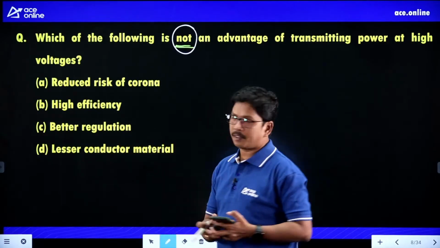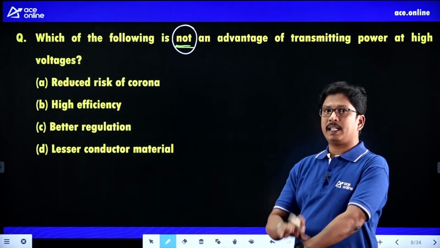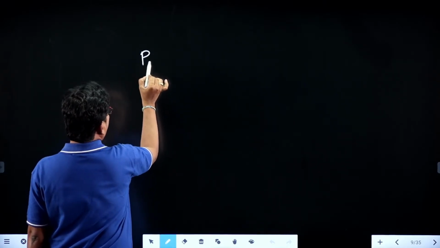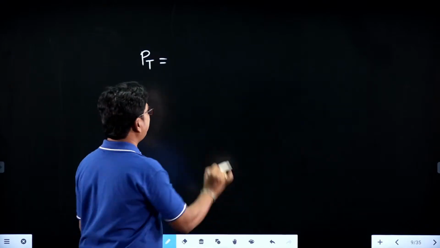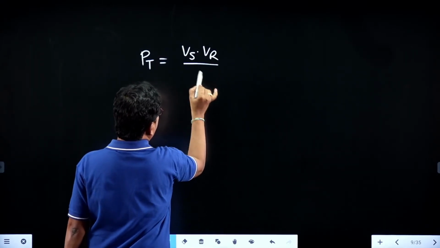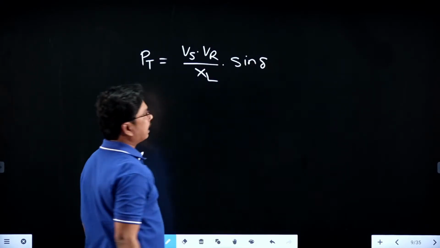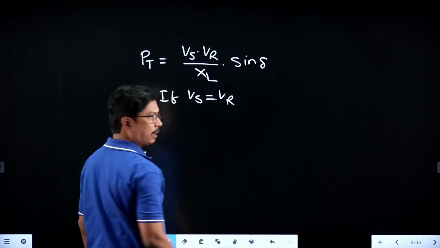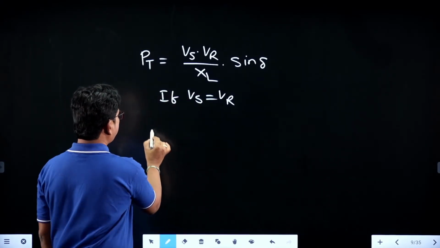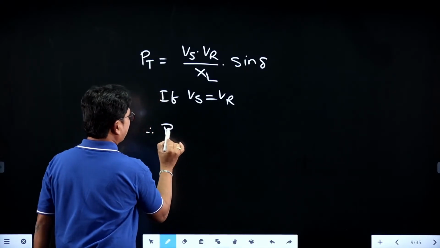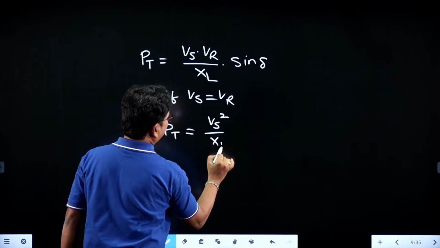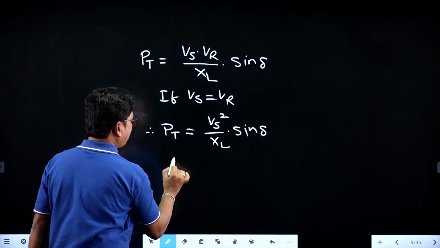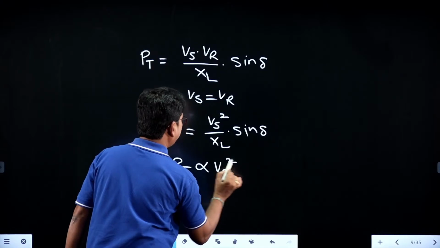Sir, what are the advantages of high voltage transmission? If you see the advantages of high voltage transmission, please check, students. So we are having the power transfer equation. The power transfer equation in terms of the load angle delta is Vs Vr divided by XL into sin delta. If we maintain sending end voltage and receiving end voltage exactly equal, then the power transfer equation is Vs square divided by XL into sin delta. So from this we can say the power transfer is directly proportional to the sending end voltage square.